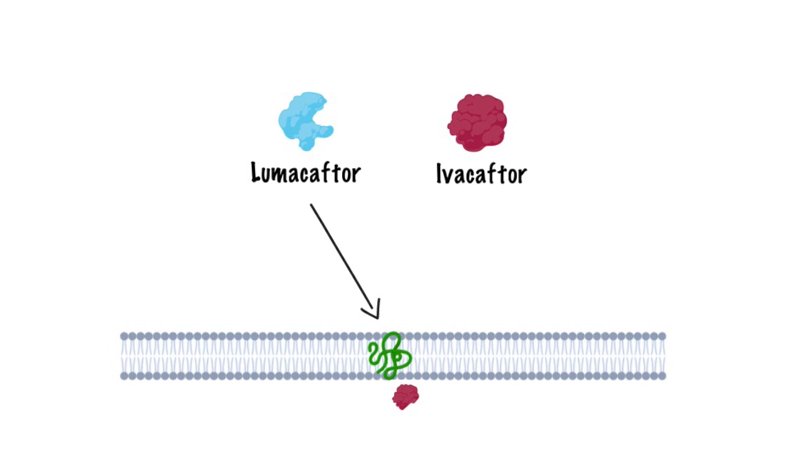Ivacaftor is then known to help improve function in the mutated protein by increasing the fraction of time that the CFTR channels stay open. This treatment is effective in cases of CF that are caused by the phenylalanine 508 deletion. However, it fails dramatically when other mutations lead to CF.